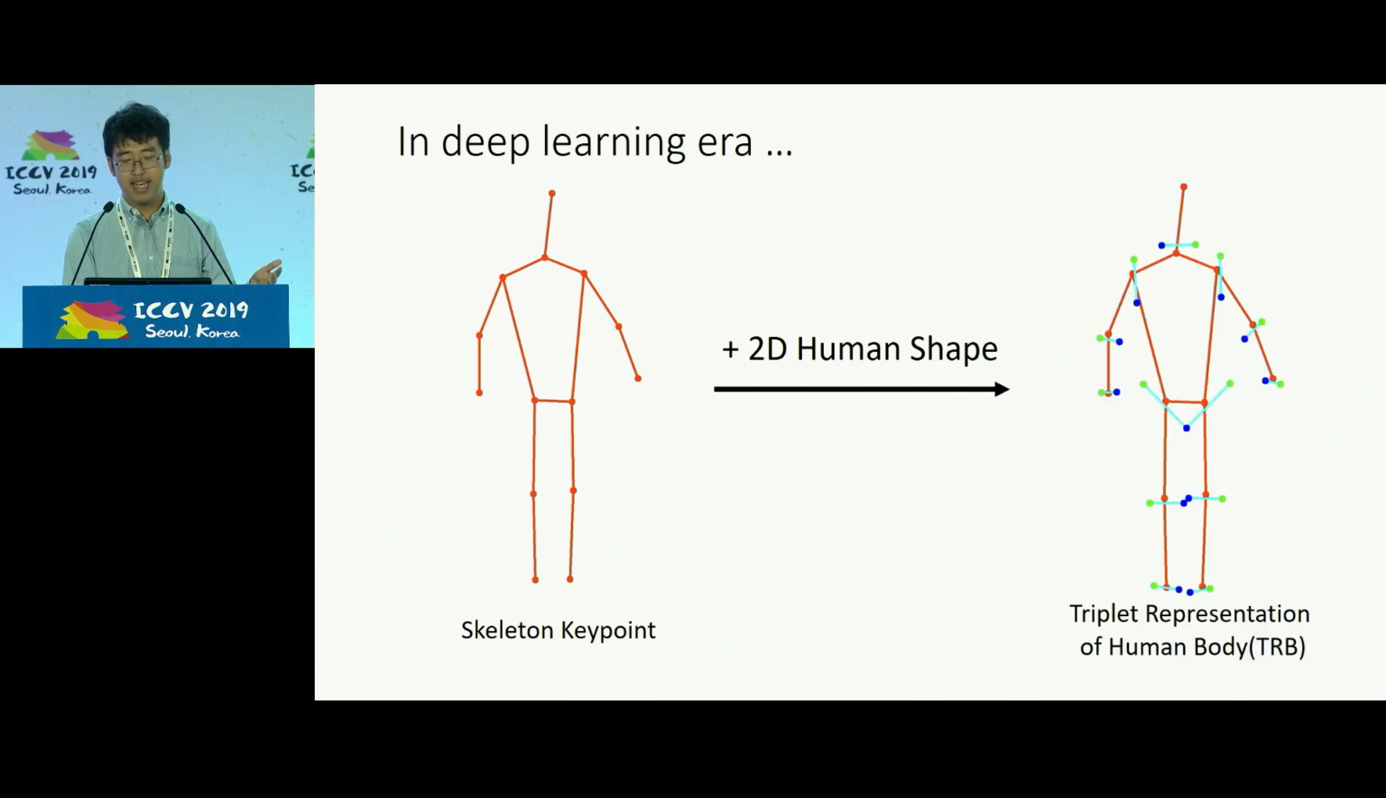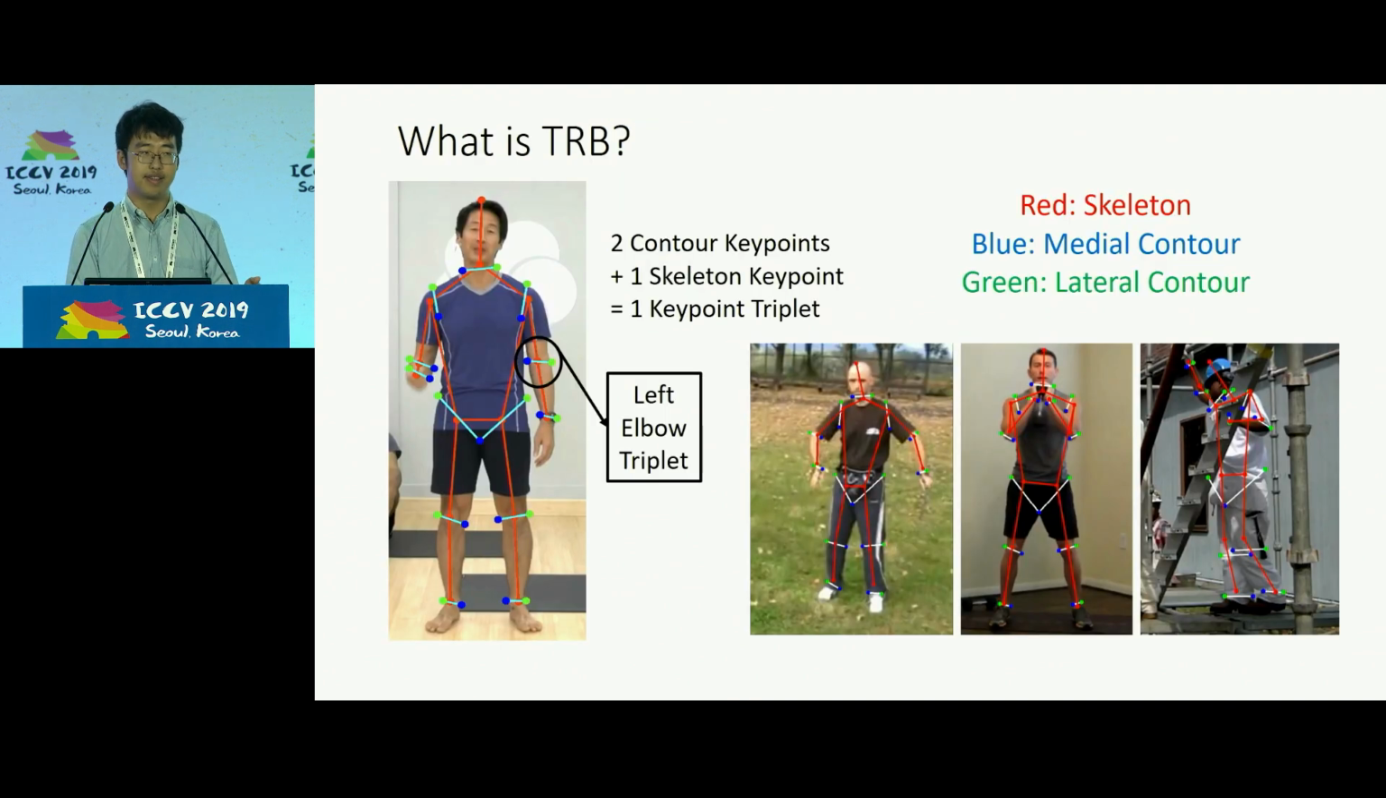Motivated by this, we developed the triplet representation of the human body, TRB. It incorporates both 2D pose and 2D shape, and is as simple as skeleton key points. So what is TRB? TRB is extended from skeleton key points. For each skeleton key point, we define two contour key points located on both sides of the human boundary. These contour points are divided into medial ones and lateral ones to make annotating less ambiguous.